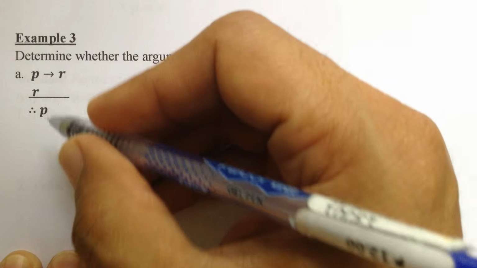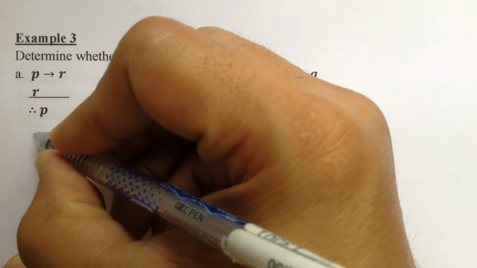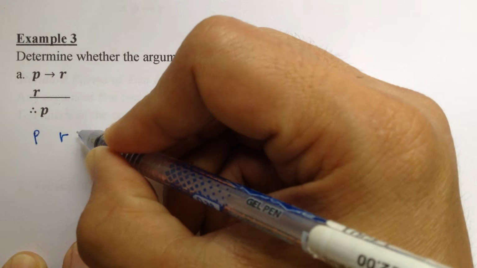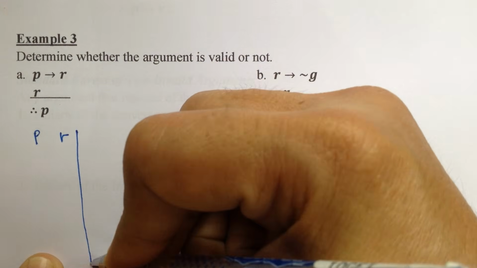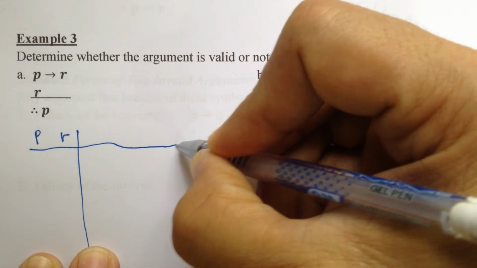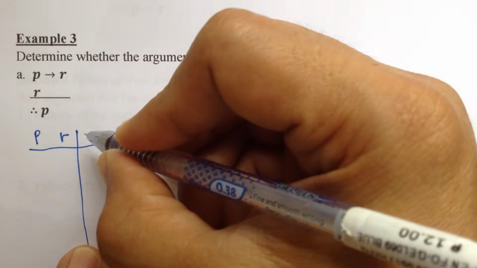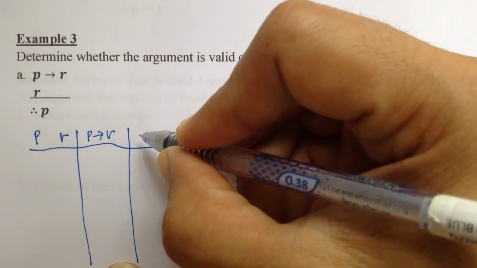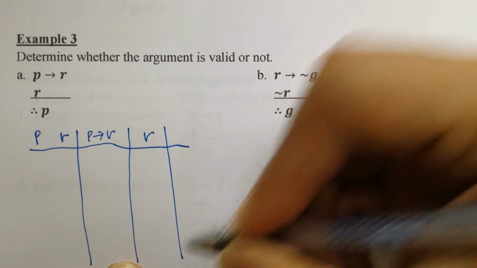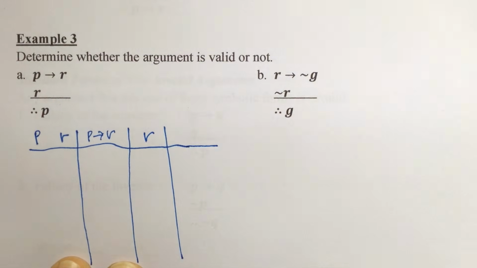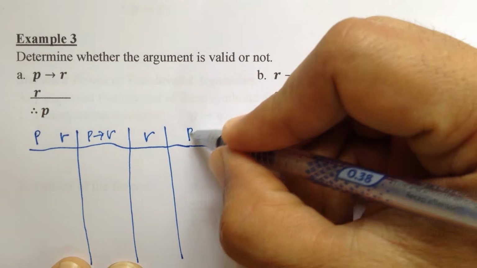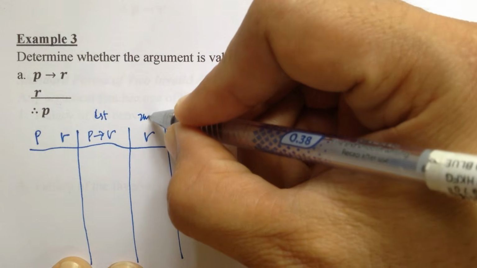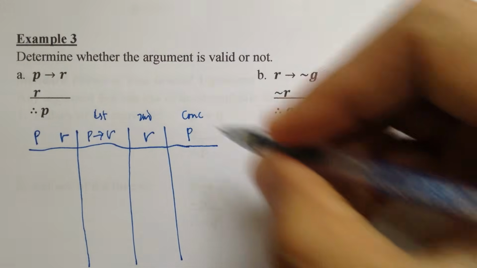To verify whether this is valid or not valid, we construct the truth table. P, then R. There are only two propositional variables. And then the first premise is P implies R. Your second premise is R. And the conclusion is P. So, first premise, second premise, and your conclusion.